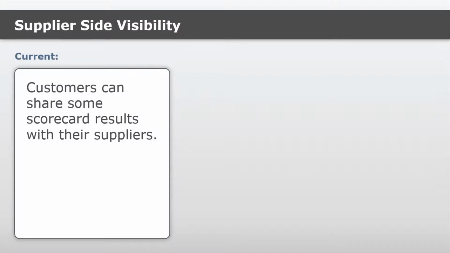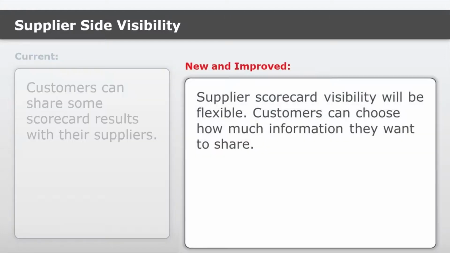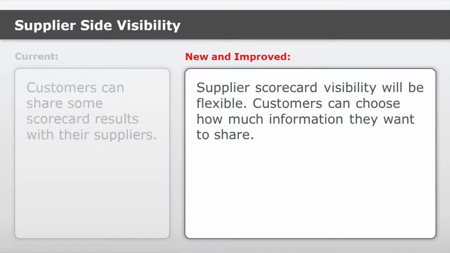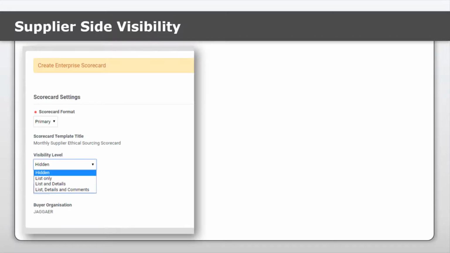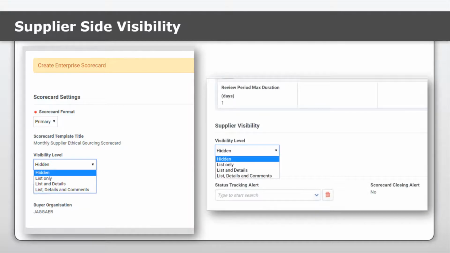The second improvement to scorecards is the ability to choose the supplier visibility level on a scorecard. Currently, customers have the ability to share scorecard results with suppliers when an evaluation is closed. They can either share just the total score or the scorecard results, but this is not full visibility. In the upcoming release, supplier scorecard visibility will be defined at the scorecard template level and scorecard level. A buyer user can set the visibility level for a supplier in two areas, either when creating the scorecard or in the settings area of the already created scorecard.